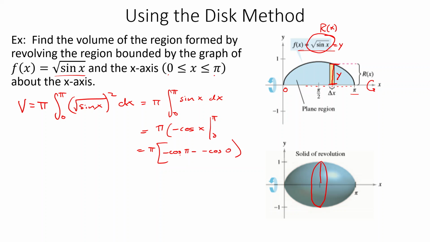All right, so negative cosine of pi is negative 1. So that will change to that. And this is 1. So that will change to plus. So we'll have 1 plus 1 in here times the pi out front, and we get 2 pi. So the area of this section as we roll it around here or spin it around the x-axis is just 2 pi.